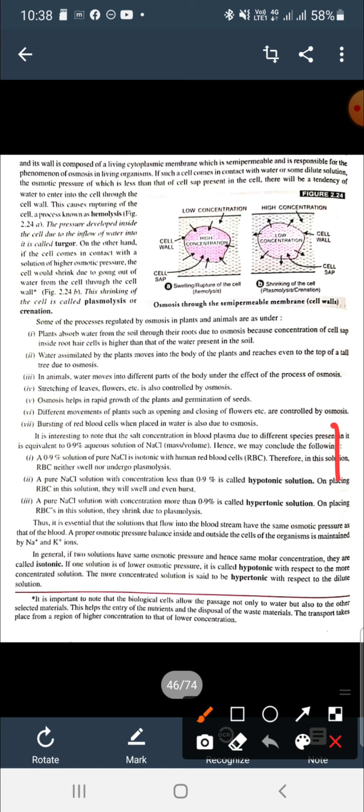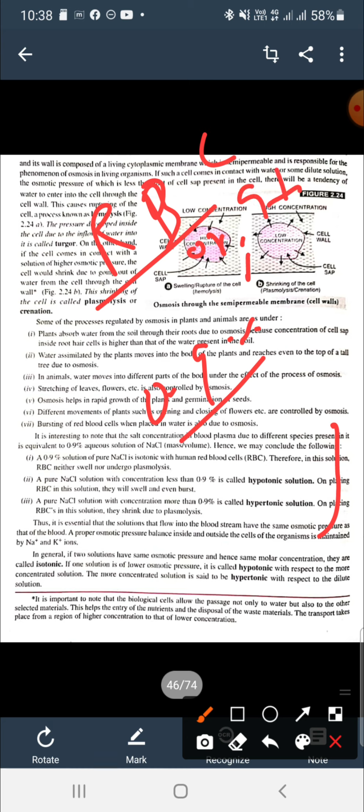Now we have to know that a 0.9% aqueous solution of NaCl is isotonic with the red blood cells. So red blood cells have a concentration equivalent to 0.9% NaCl. It means whenever we put RBCs in the 0.9% NaCl solution, there will be no shrinking or bursting, as they are equal. So there is no plasmolysis and no hemolysis.